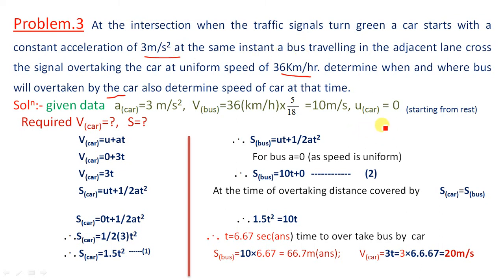So I will explain the problem to you. Let's say here is your traffic signal, and there are two lanes. Initially the car is over here, and the bus is approaching this traffic signal from this other lane, but this bus is not in the rest condition. The car is in the rest condition.